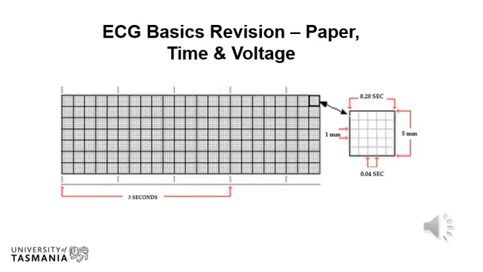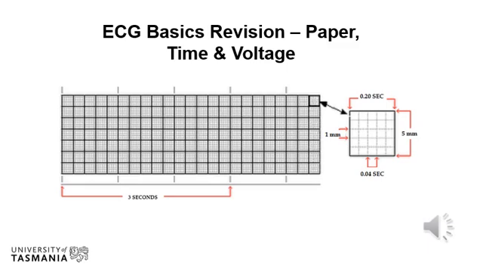So let's now move on to the revision of ECG basics. We'll start with ECG paper, and ECG paper is marked with a small grid of squares, and each is 1 millimetre by 1 millimetre. You'll also notice there are additional darker lines, and they group these squares into larger squares, so each is 5 millimetres by 5 millimetres.